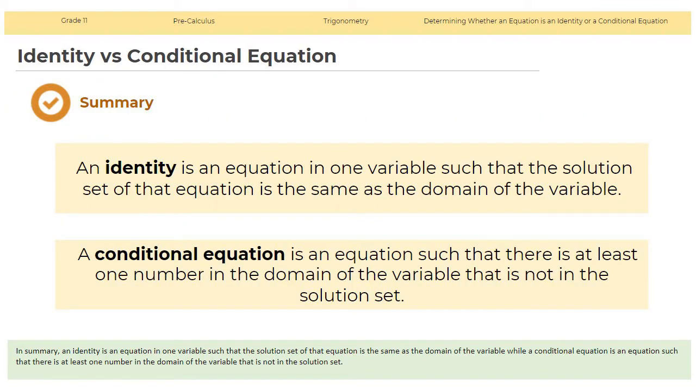In summary, an identity is an equation in one variable such that the solution set of that equation is the same as the domain of the variable, while a conditional equation is an equation such that there is at least one number in the domain of the variable that is not in the solution set.